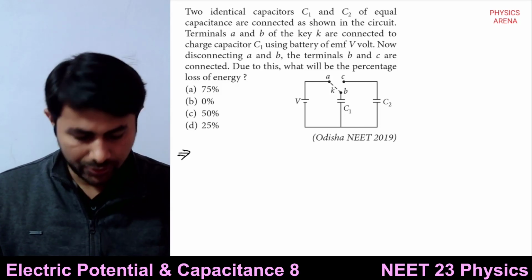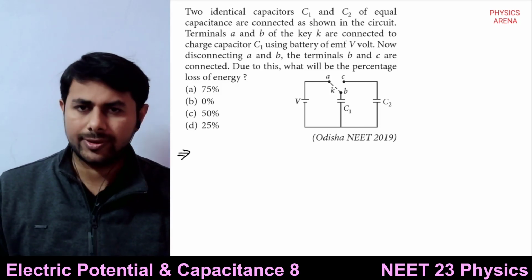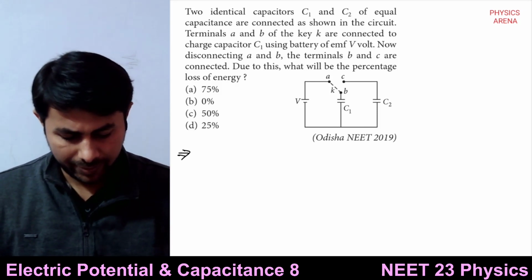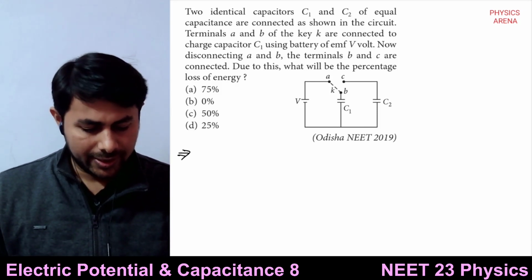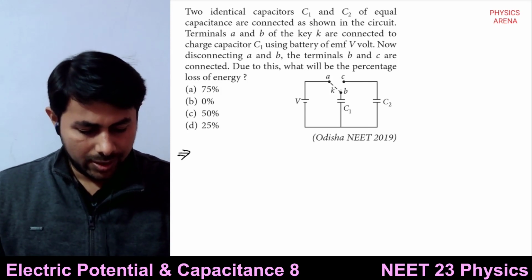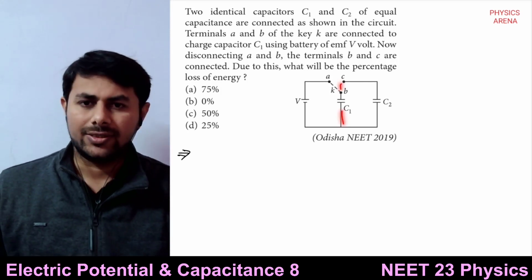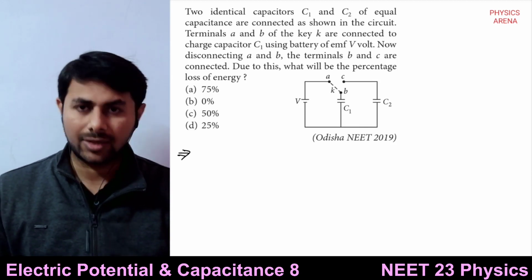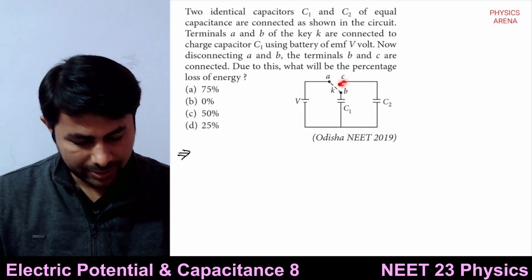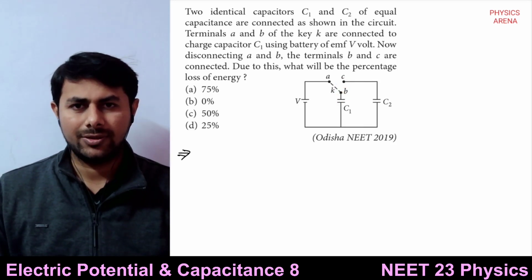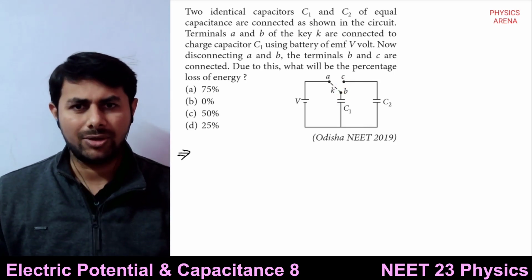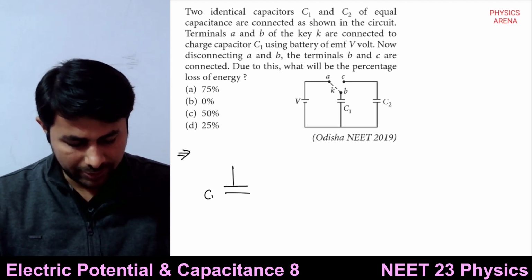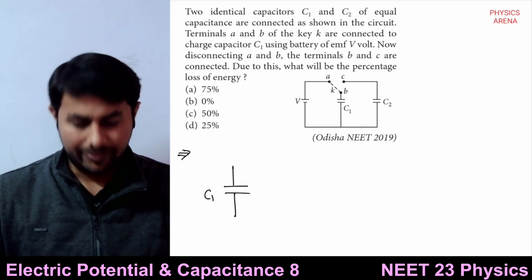To solve this kind of problem, I will tell you a simple trick. Now you charge this capacitance C1, so there will be some charge stored on the capacitance C1. When you connect this to the other capacitance, what will happen? There will be redistribution of charges. So now you have charged C1 to voltage V.